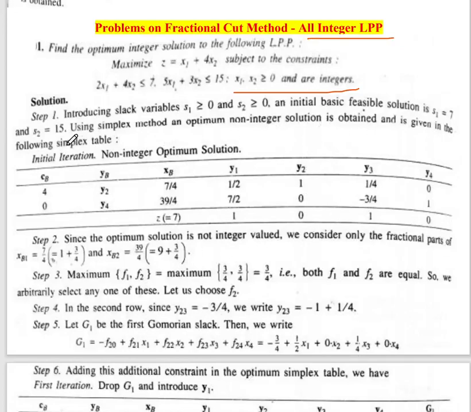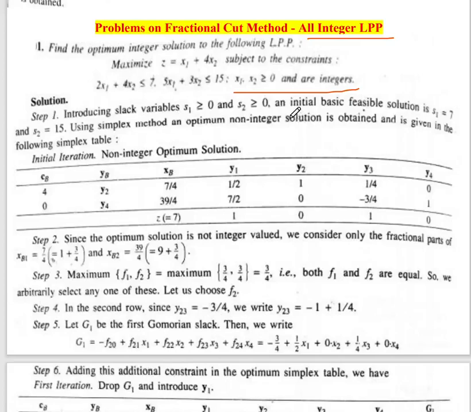Now we will see the solution. Step number 1: introducing slack variables s1 ≥ 0, s2 ≥ 0, and the initial basic feasible solution s1 = 7 and s2 = 15. We have already seen the simplex method. So by using the simplex method, we can introduce slack variables s1 ≥ 0 and s2 ≥ 0 into the given constraints. Then we will obtain the initial basic feasible solution, that is s1 = 7 and s2 = 15. Then we will construct the objective function.